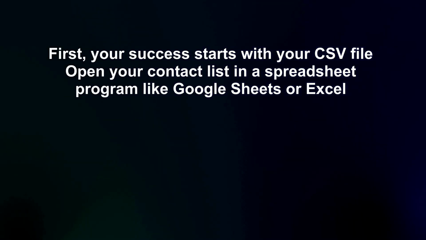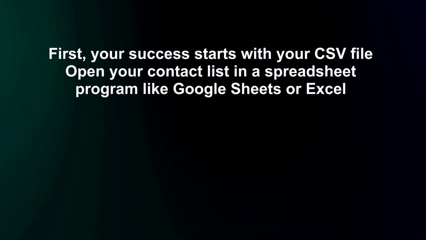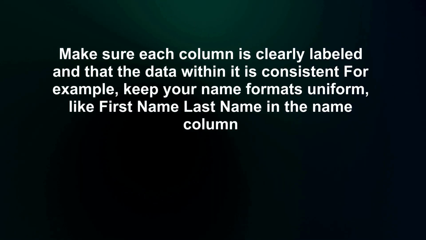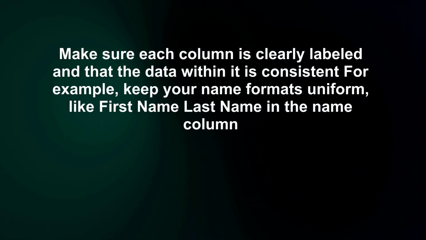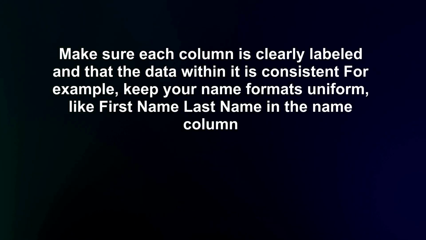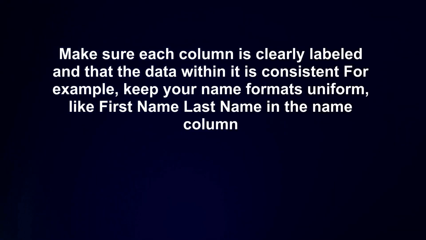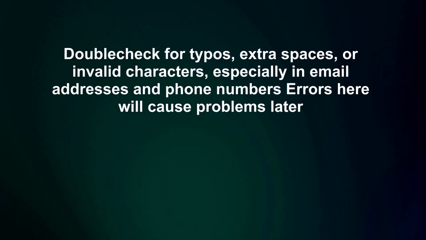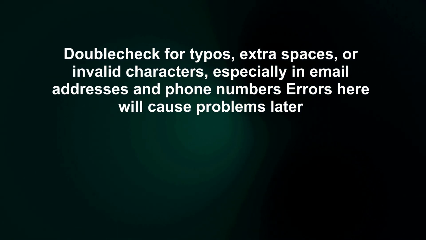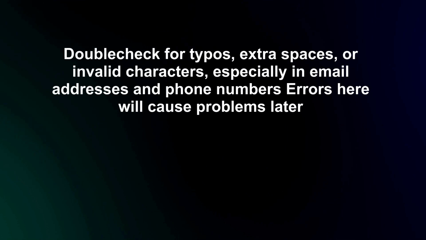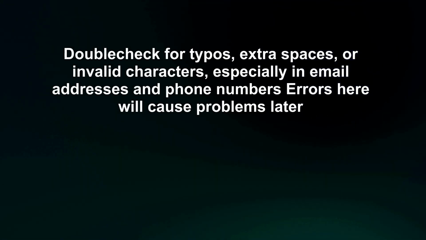Open your contact list in a spreadsheet program like Google Sheets or Excel. Make sure each column is clearly labeled and that the data within it is consistent. For example, keep your name formats uniform, like first name last name in the name column. Double check for typos, extra spaces, or invalid characters, especially in email addresses and phone numbers. Errors here will cause problems later.